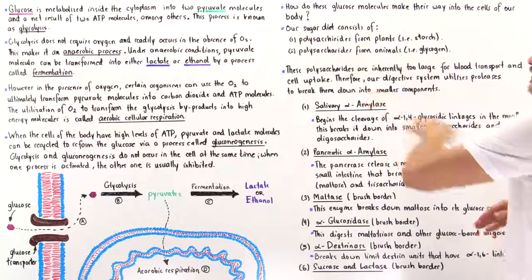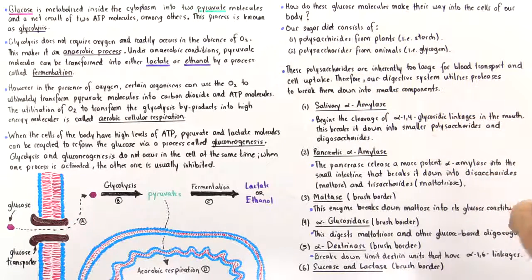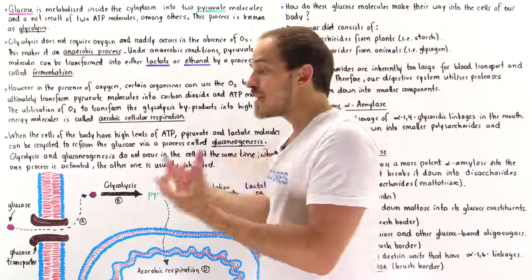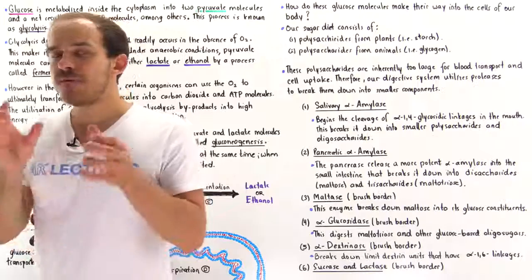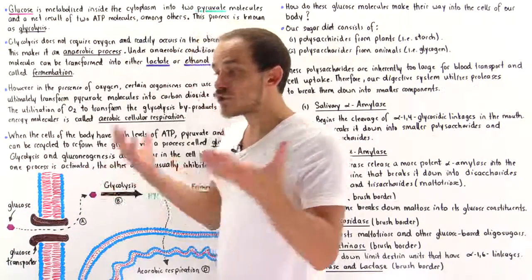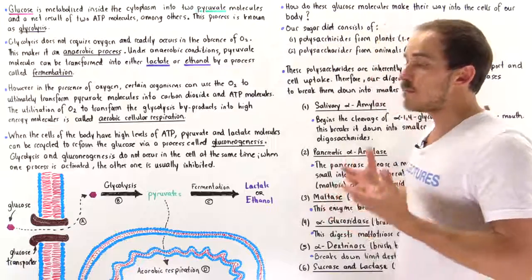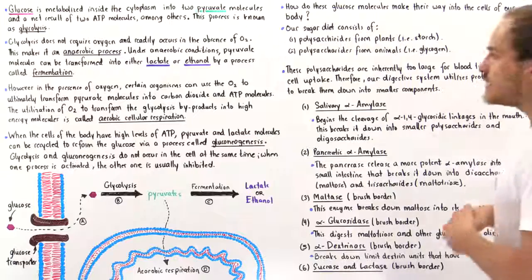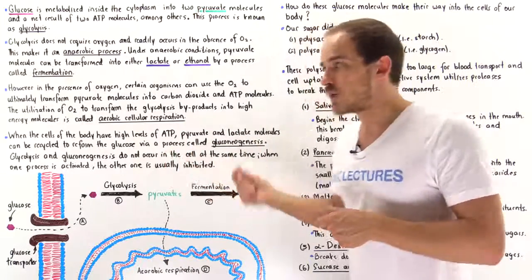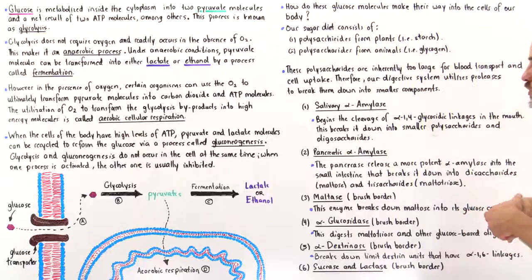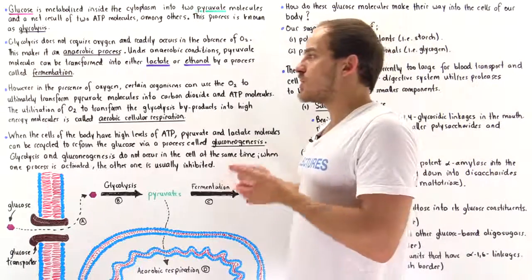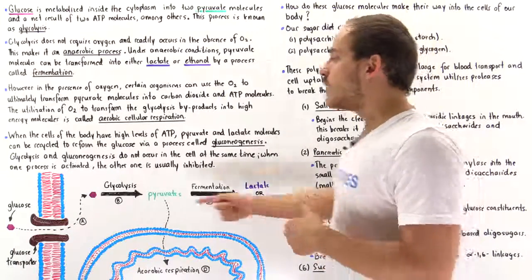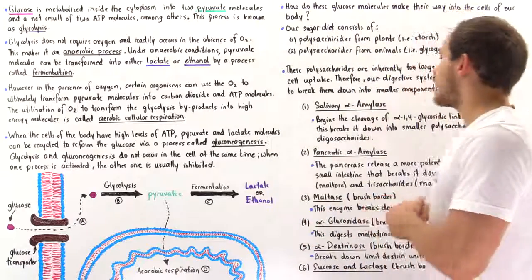Now, we see that these polysaccharides are inherently too large to actually fit into our cells, and they're too large to actually move around and transport in the blood plasma. And so before these large polysaccharides actually make their way into the blood plasma of our body and into our cells, these carbohydrates must be broken down into smaller components. In fact, they must be broken down into these individual glucose molecules before the cells can actually uptake those glucose molecules and store the glucose as glycogen or break down the glucose to form ATP molecules.